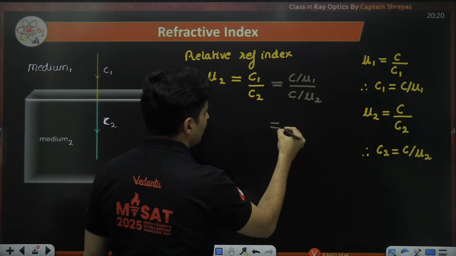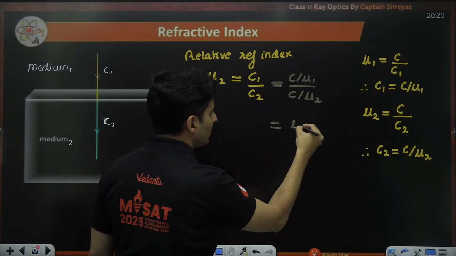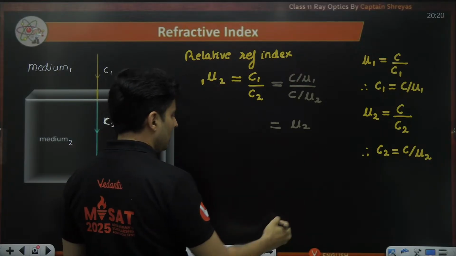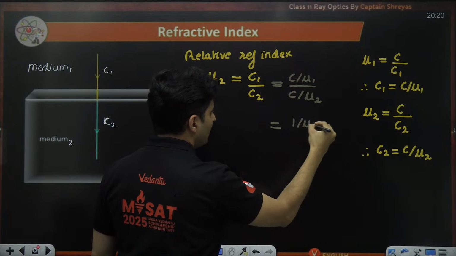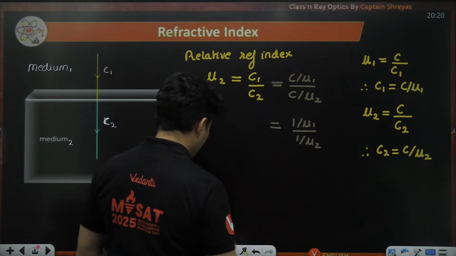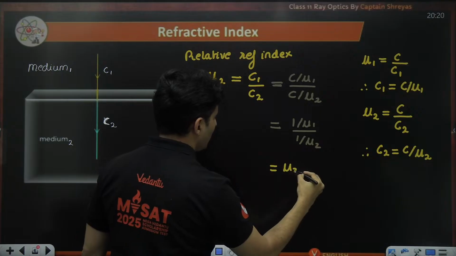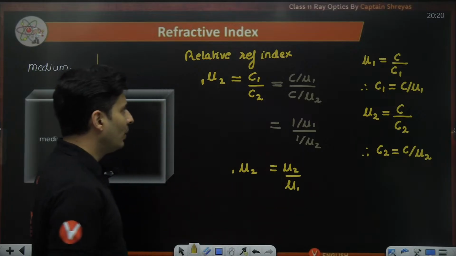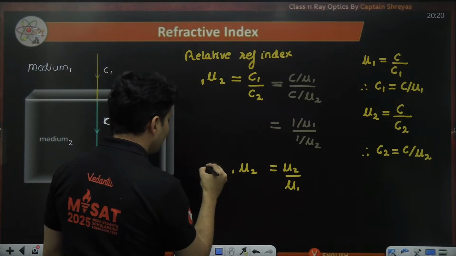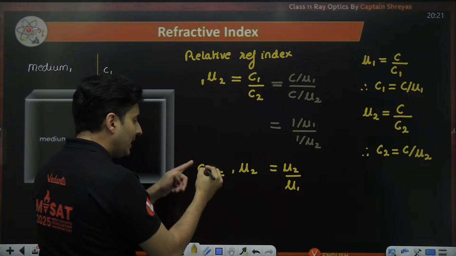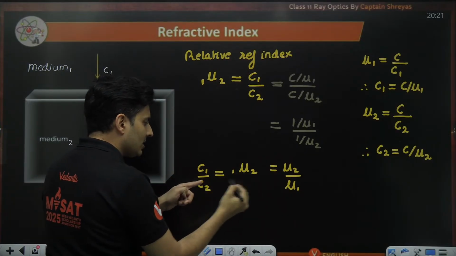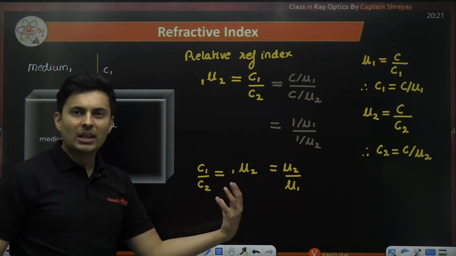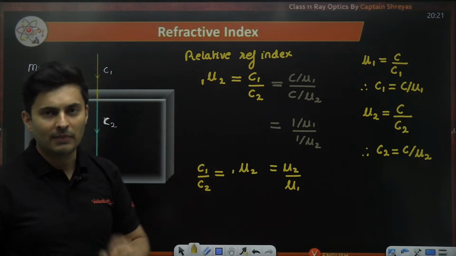So what will happen next? C will cancel, 1 by mu1, 1 by mu2. So this will become mu2 divided by mu1. Can you see that? If you want, I'll just show it like this: 1 by mu1 divided by 1 by mu2, which is the same as saying mu2 divided by mu1. So that is 1 mu 2 equals mu2 by mu1, which is also nothing but C1 by C2. Speed wise, it is in the same order, C1 first and C2 second. But for refractive index, it is 2 first, then 1 next. That is slightly reversed. That is something which you should keep in mind.